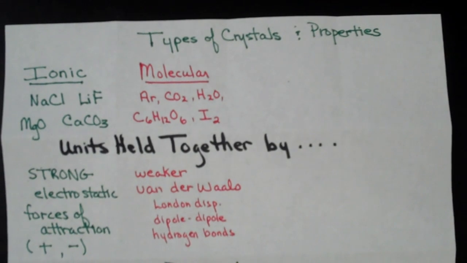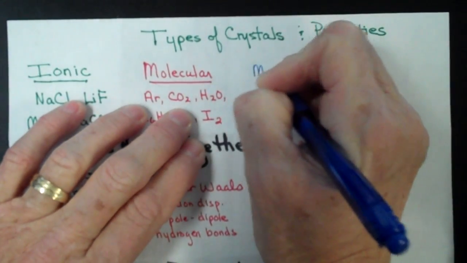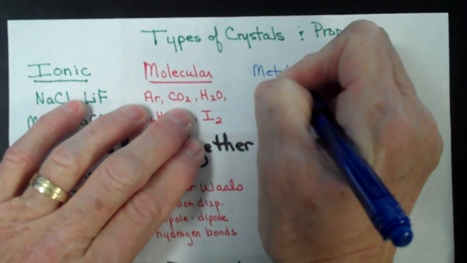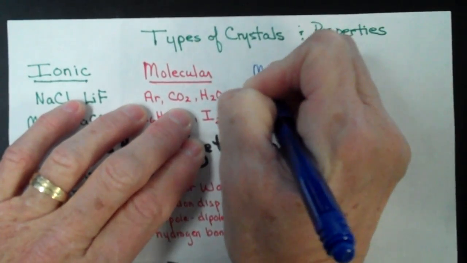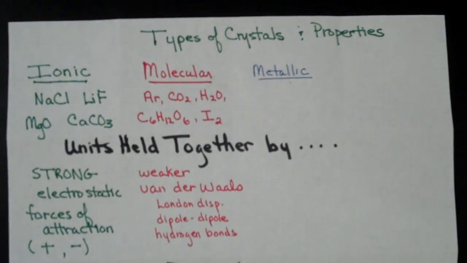So what we're going to talk about now is a new type of crystal. And this crystal is going to be described as a metallic crystal. We'll come back to this page in just a minute, but for now, let's talk about metallic crystals and their properties. You know, this is a pretty crude drawing, but let's take a look at what we have here.